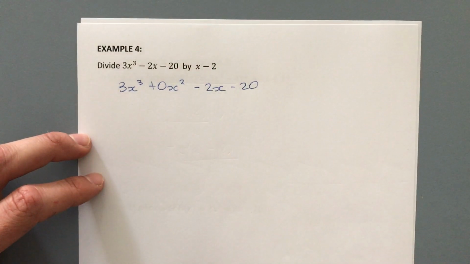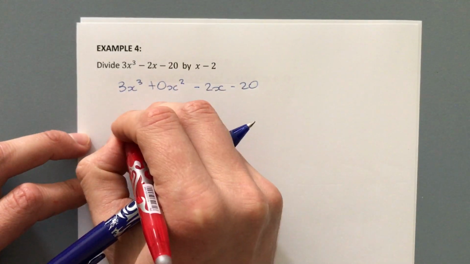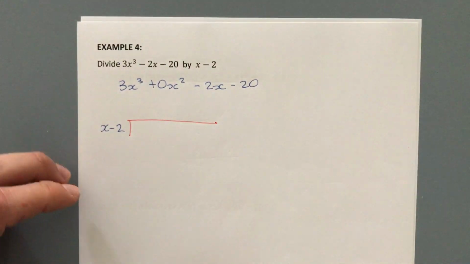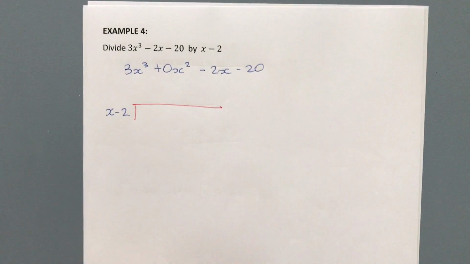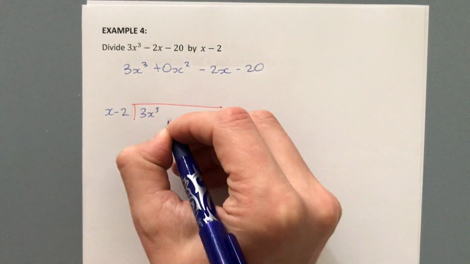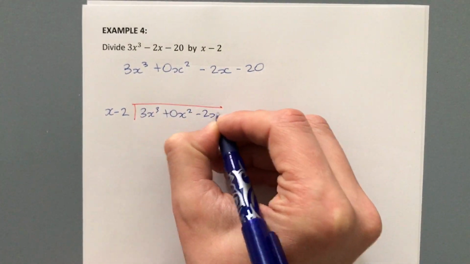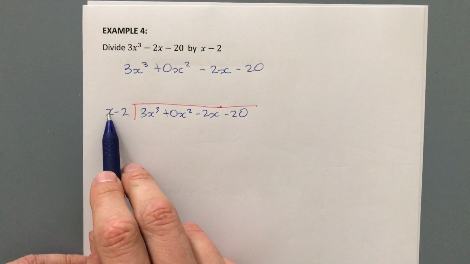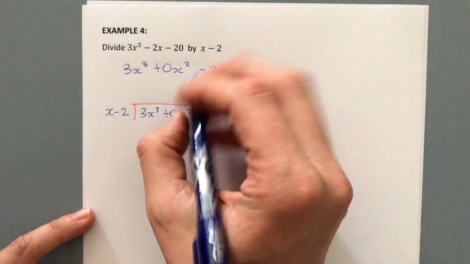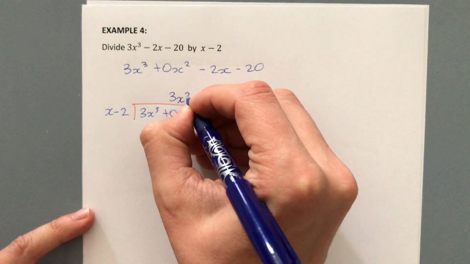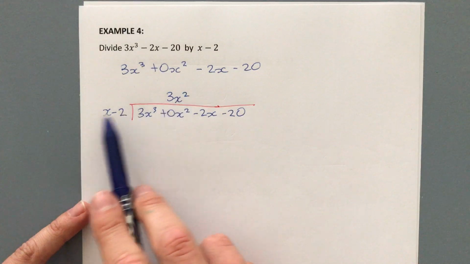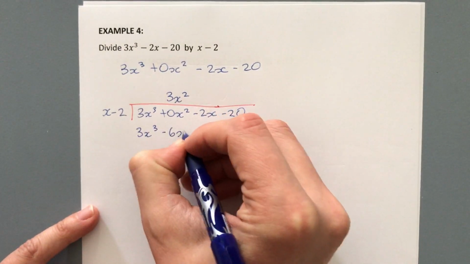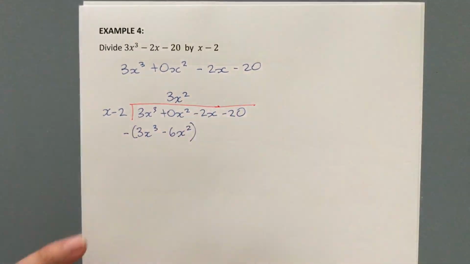So looking at your division algorithm for this particular problem, we've got a linear factor of x minus 2 that's being used to divide this. We've got 3x cubed plus 0x squared minus 2x minus 20 as our polynomial. Dividing through here, x divided by 3x cubed gives us 3x squared. 3x squared multiplied by x minus 2 gives us 3x cubed minus 6x squared. And that's being taken away.